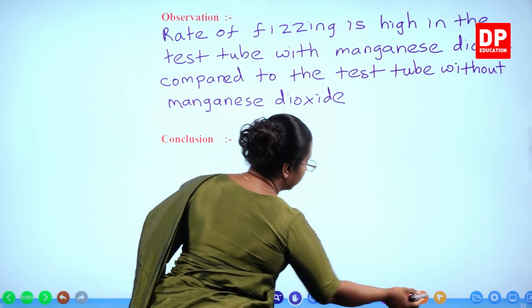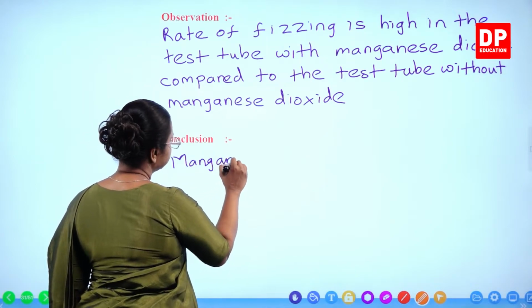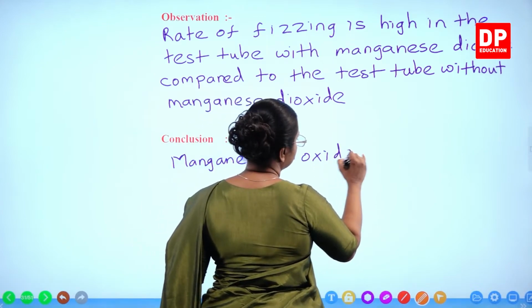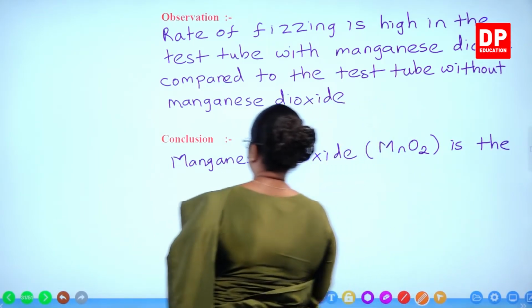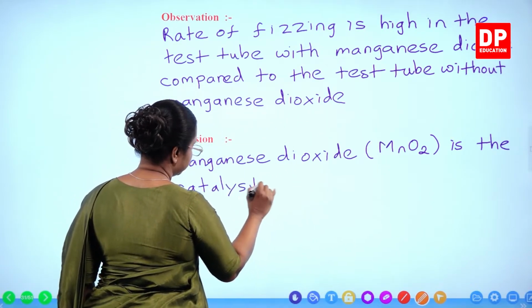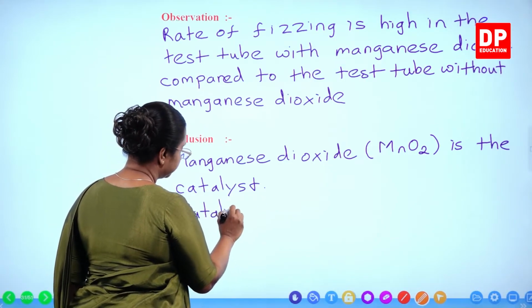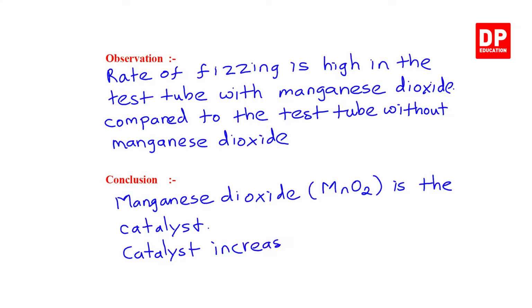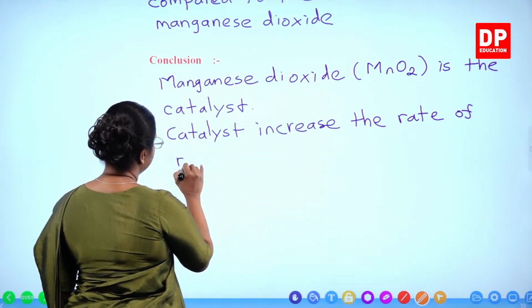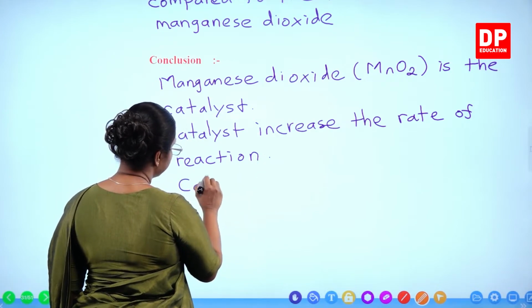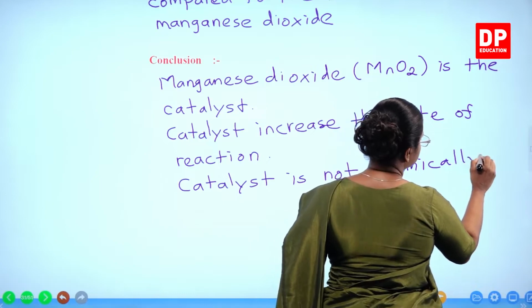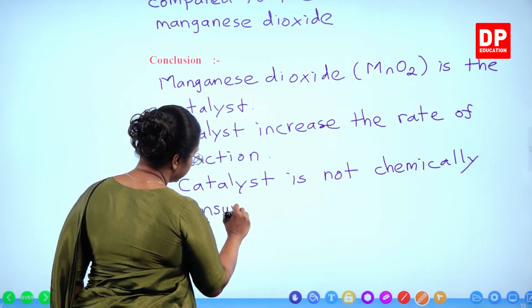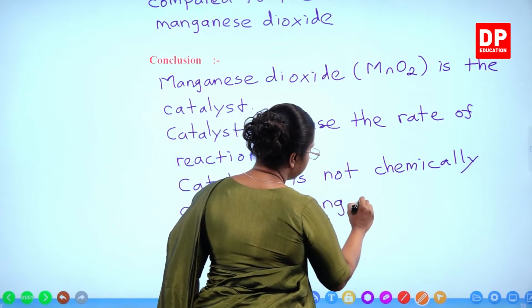So from that we can conclude and say manganese dioxide, that is MnO2, is the catalyst, and catalyst increases the rate of reaction, and also catalyst is not chemically consumed during a chemical reaction.